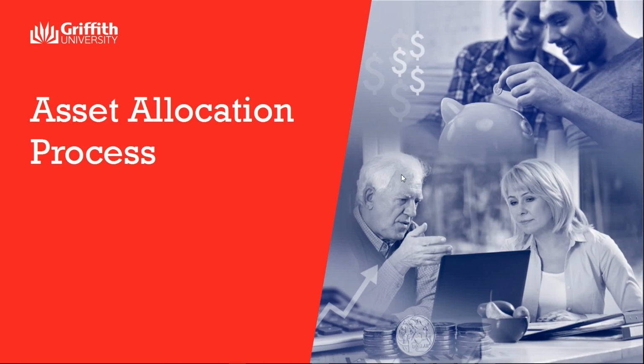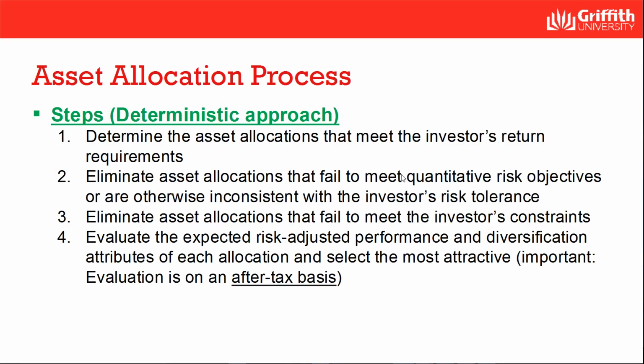This set of slides looks at the process for determining the asset allocation. So here are the 4 steps. Determine the asset allocations that meet the investor's return requirements. Second, eliminate asset allocations that fail to meet quantitative risk objectives or are otherwise inconsistent with the investor's risk tolerance.